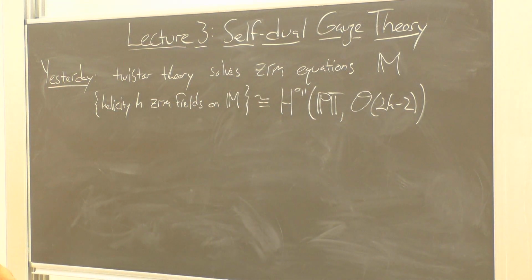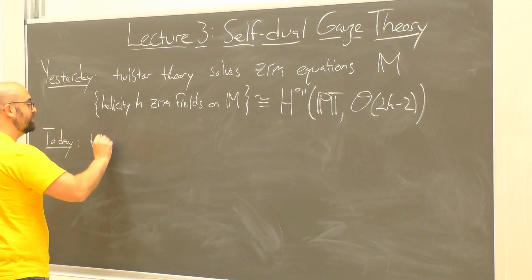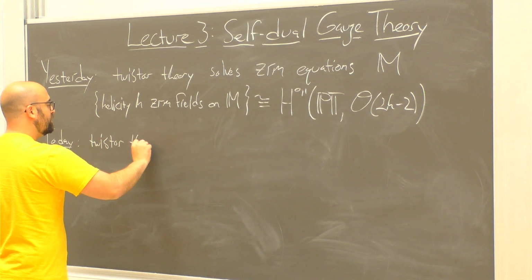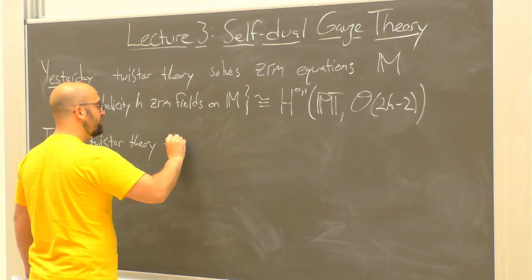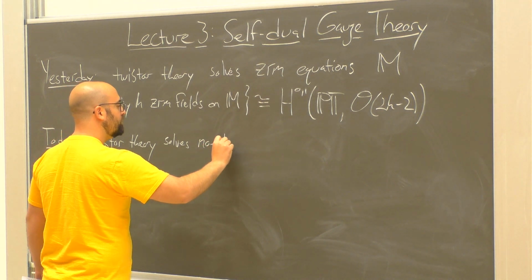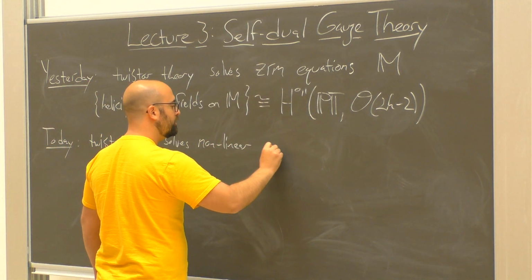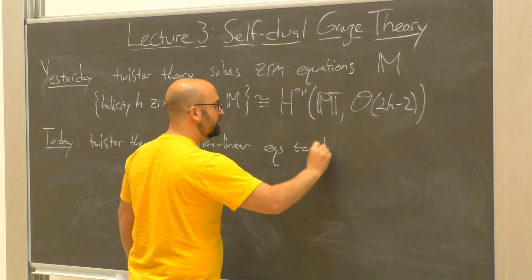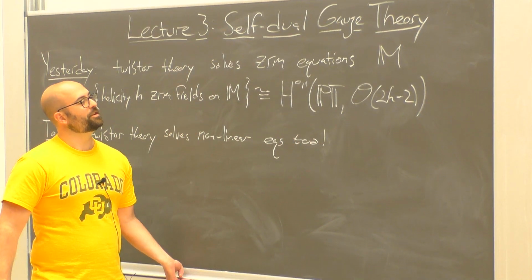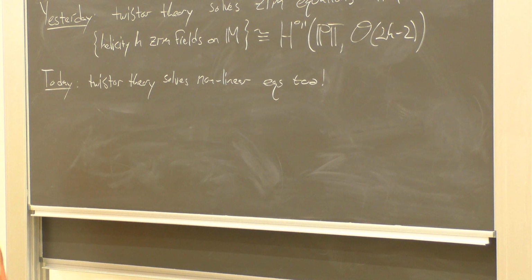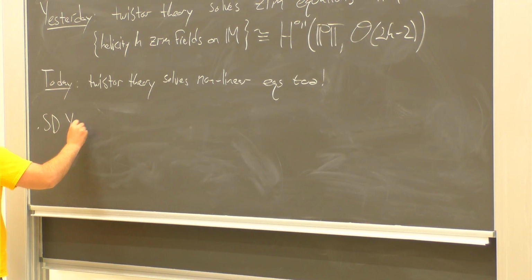So today, we're going to talk about how Twistor theory can solve some nonlinear equations. Not just any nonlinear equations, but in particular the self-duality equations in the context of non-abelian gauge theory. So let's start by talking about self-dual Yang-Mills fields, or gauge fields.